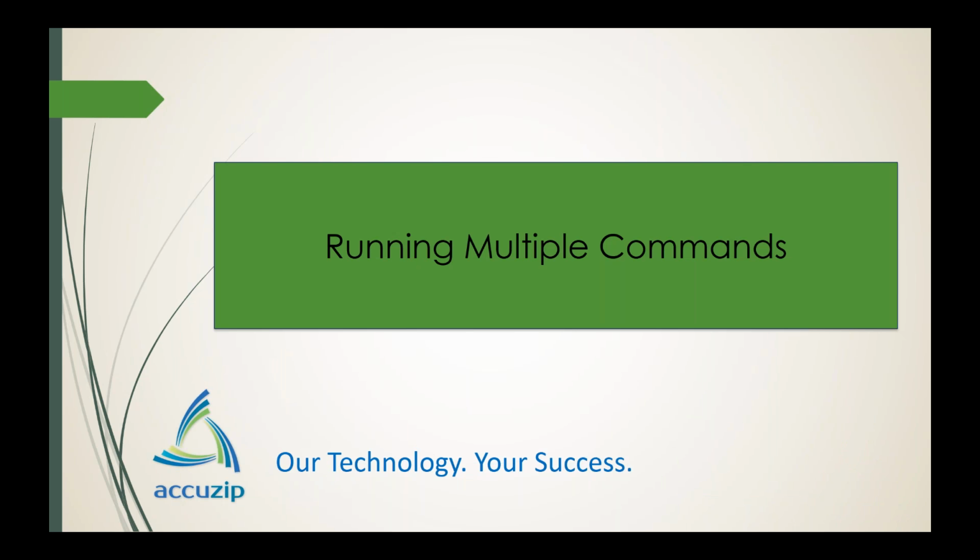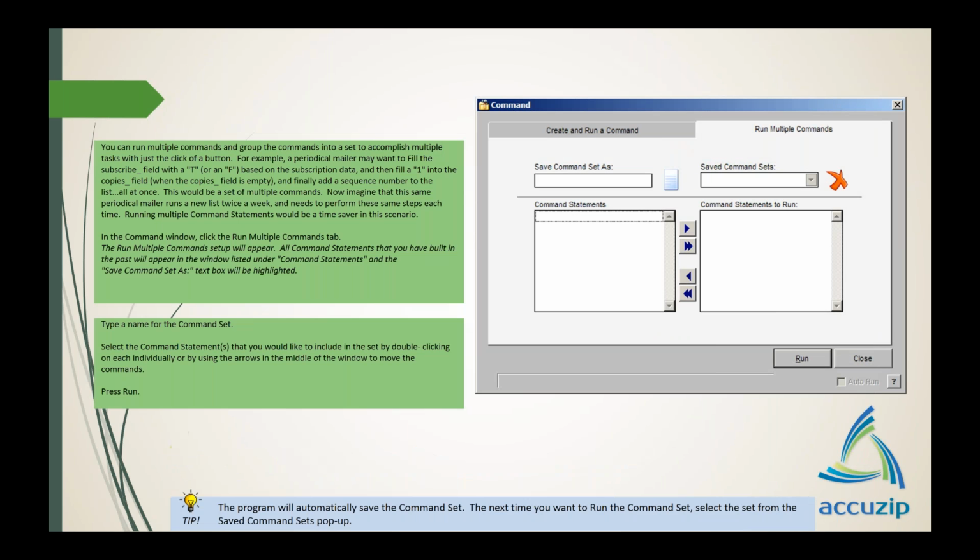Now we're going to move on to running multiple commands. As soon as you have a few commands amassed in AccuZip, you can actually set up multiple commands to run all at the same time without having to choose multiple commands. You'll get to the command window using the same Edit Commands or the command icon from the toolbar, and up at the very top you'll click on the Run Multiple Commands tab on the right-hand side.